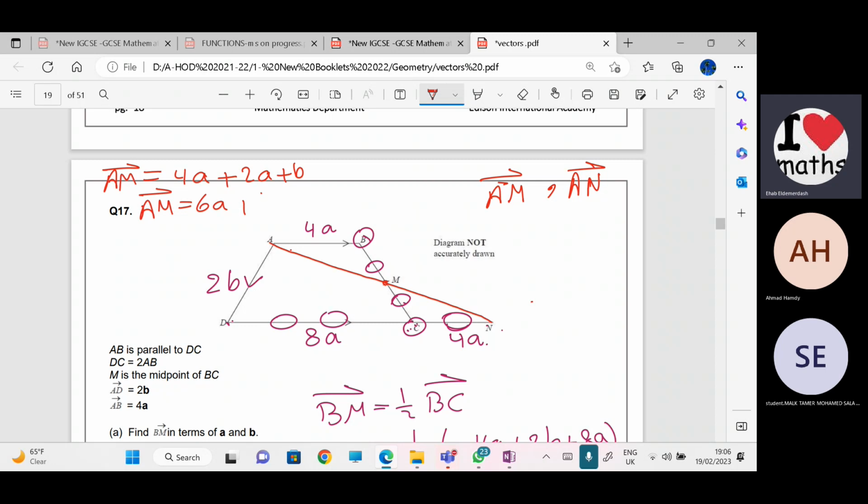انتوا معايا يا شباب؟ انا عملت ايه دلوقتي؟ I get AM as AB plus BM. AB it's clear it's 4A it's given. والBM we just get it as 2A plus B. So we just add both together. اتفقنا كده يا رحمة؟ طيب ده اللي هو كان مين بقى؟ AM.